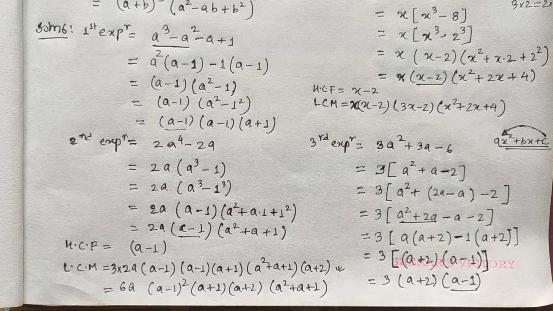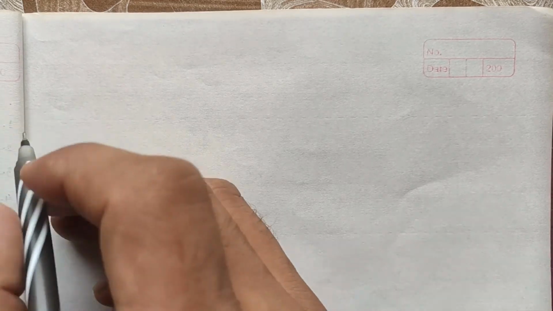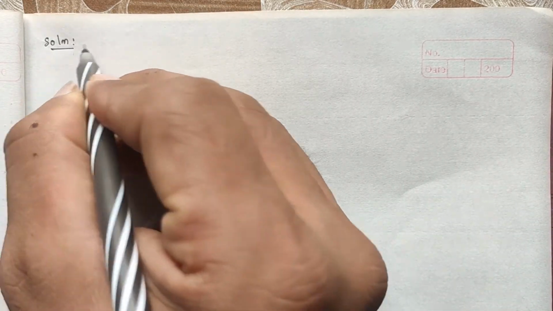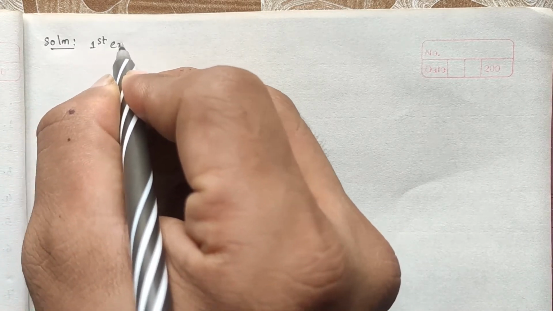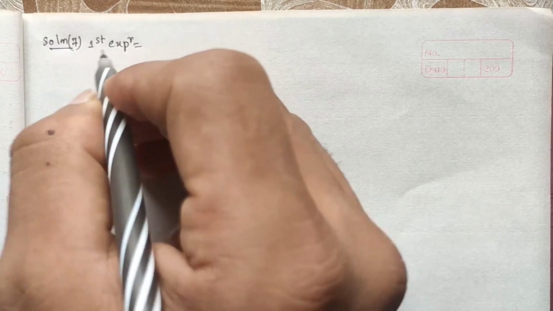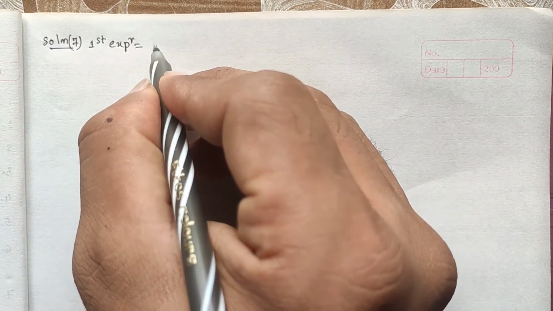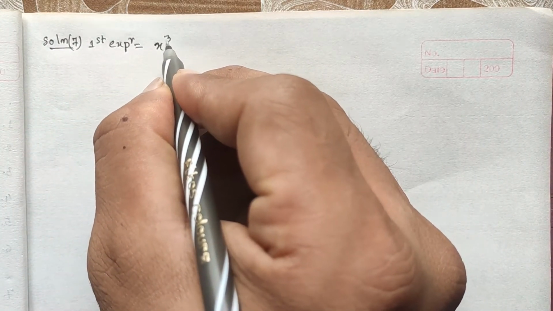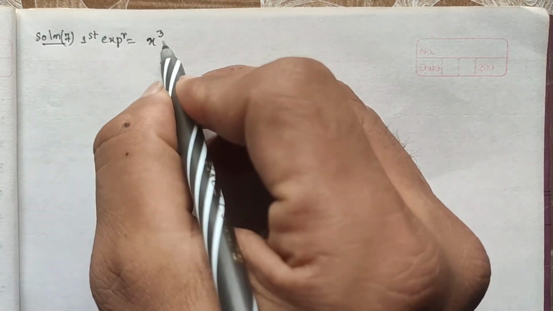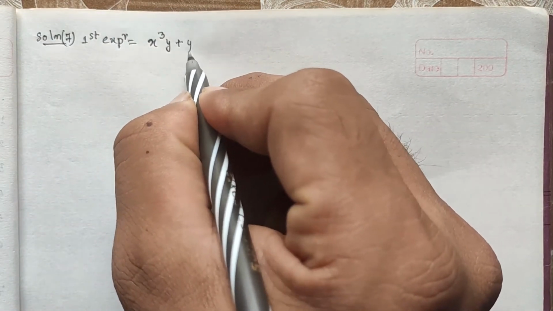Okay, now we will move on to the next question. So question 7 is a little bit different from other questions. So let's write the first expression for question number 7. We are solving question number 7. So the first expression is x cube y plus y4.